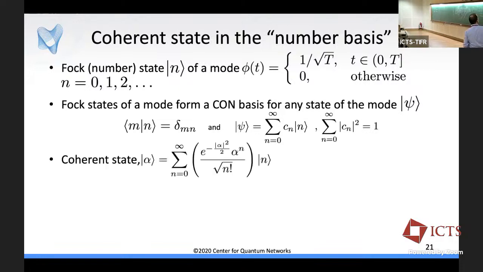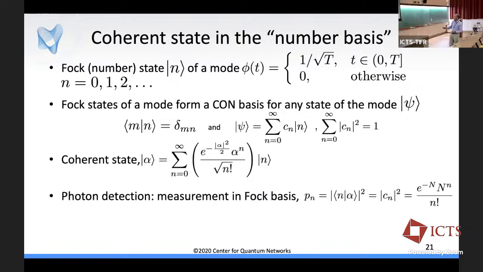So a coherent state can also be written in the Fock basis in the following way. And now you can see that you can interpret the photon detection that I talked about as a measurement of the coherent state in the Fock basis. And as you know from quantum mechanics, the probability of the outcome n is the magnitude squared of the overlap of the Fock state n with the coherent state, which is this Poisson term, e to the minus |alpha|^2 times |alpha|^(2n) over n factorial.